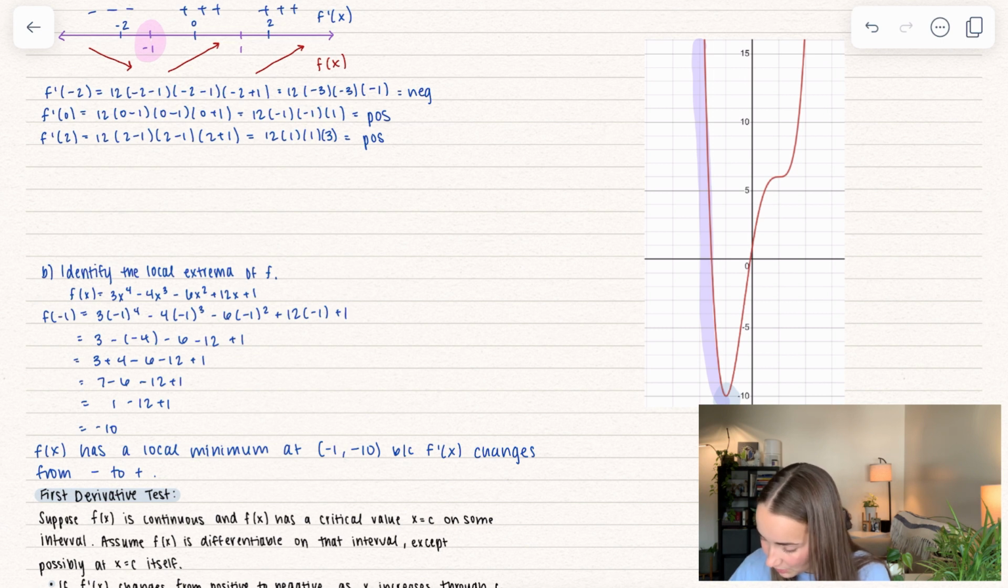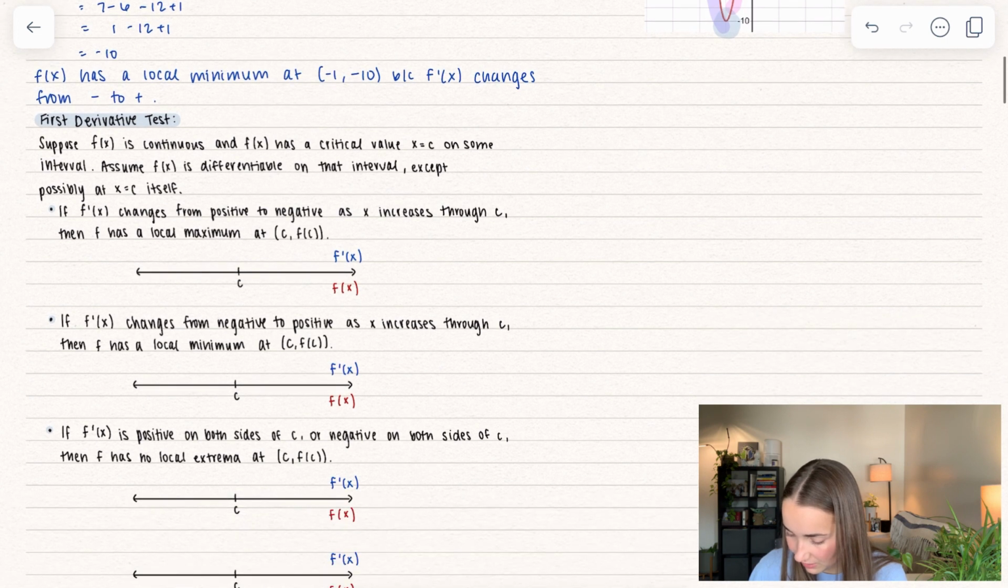So then after that, we change from increasing. We hit our other critical value where it flattens out, but it continues increasing again. And so it's neither a local minimum or local maximum. So that's how we can use the first derivative test. I have it written out all officially here, so let's go through this.